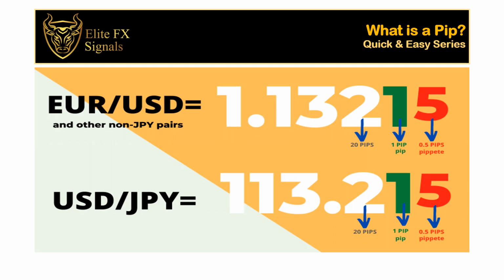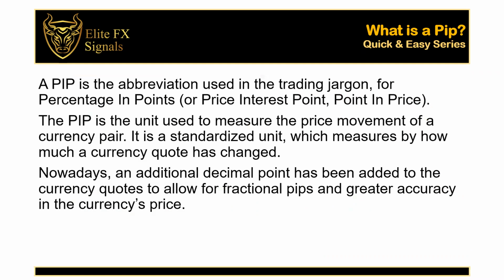Today we are going to talk about pips. So what exactly is a pip? A pip is the abbreviation used in trading jargon for percentage in points. Or you can also read or hear about it as price interest point, point in price, etc. But it doesn't really matter. It all comes down to the same thing.